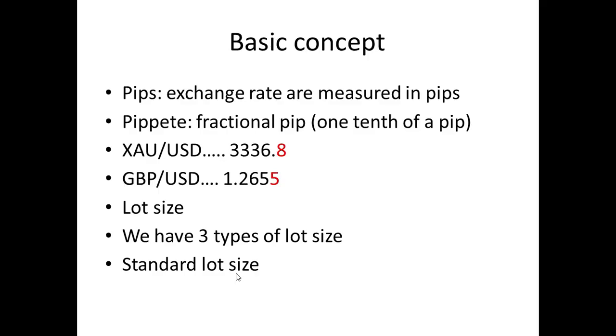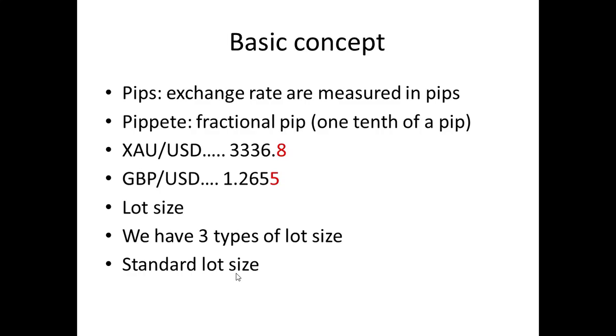So now what this means is, if gold moves 1 pip on mini lot size, you are going to make $1 profit. And if the market goes against you with 1 pip, you are going to lose $1. If the market goes in your favor with 10 pips and you are using mini lot size, you are going to make $10. So that's mini lot size.